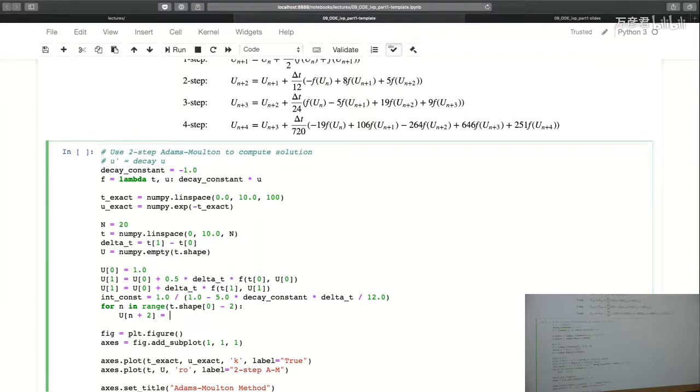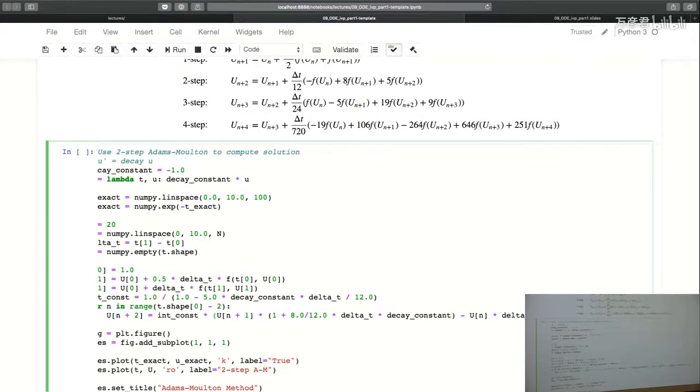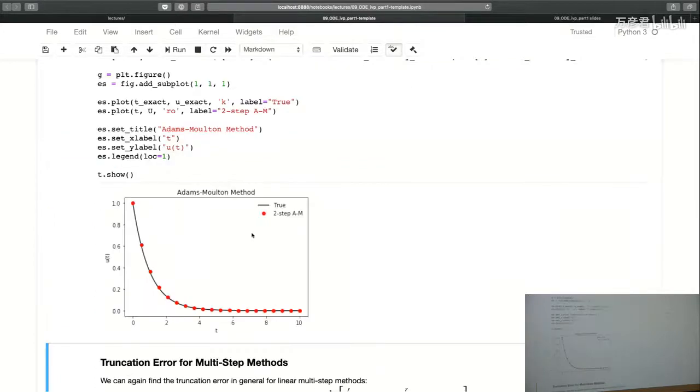But now we can actually just write down our two-step method as is. So we have, well, it's behind me now, actually. K, or the integration constant, times u_{n+1} times 1 plus 8 divided by 12. Of course, we could simplify that. And then plus or minus u_n times delta t times the decay constant divided by 12. I think I got that. So if I coded it, there you go.